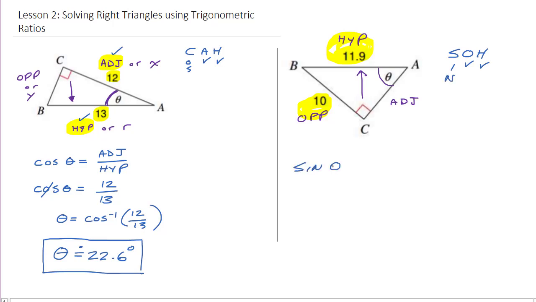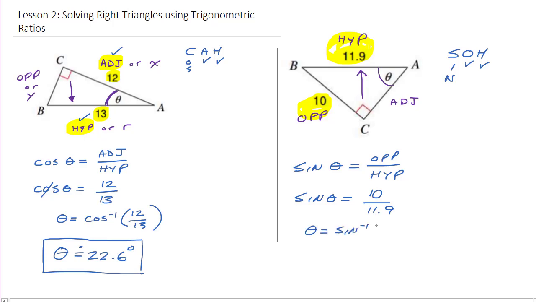So sine of an angle equals opposite divided by hypotenuse. And let's substitute in what we know. Sine of the angle: the opposite is 10, the hypotenuse is 11.9. Do the same thing. We're going to go 10 divided by 11.9, and then we're going to take the sine inverse of that.